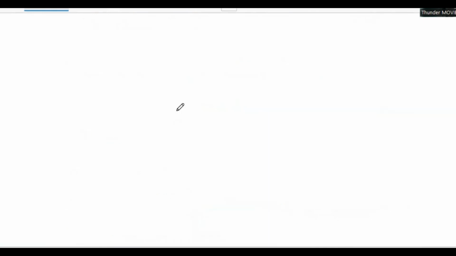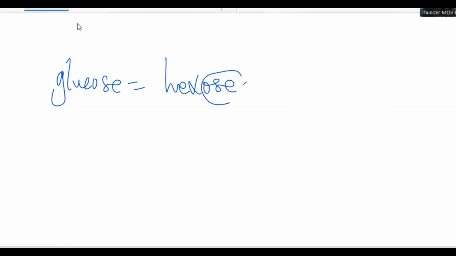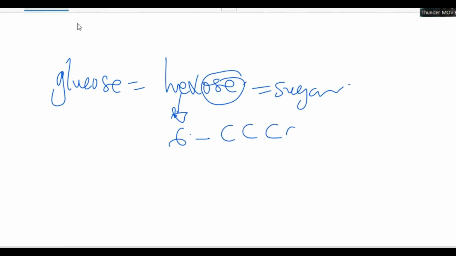Glycolysis. When you talk about glycolysis, don't forget that glucose is a hexose, meaning that it is a sugar. Remember, when you say 'ose', it means sugar. It is a sugar made up of hex, and hex means 6. So it is a sugar made up of 6 carbon atoms: 1, 2, 3, 4, 5, 6. That's why when you're writing it, it is C6H12O6.